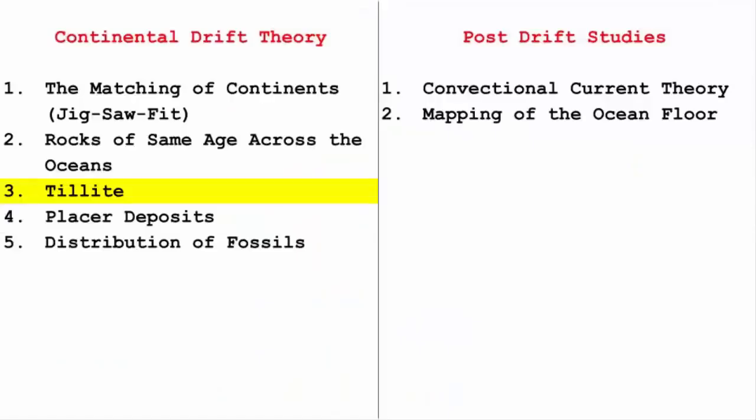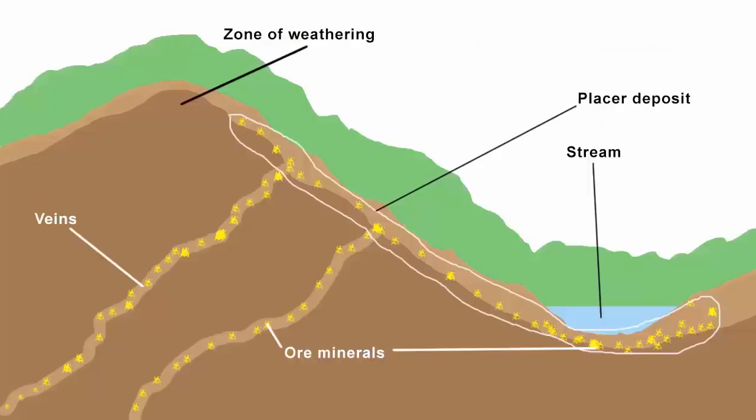So this is a pretty good observation. However, the reason is much bigger and more in depth rather than observing tillites. The fourth point in continental drift theory talks about placer deposits. They are deposits of rich minerals like gold, diamonds, etc.